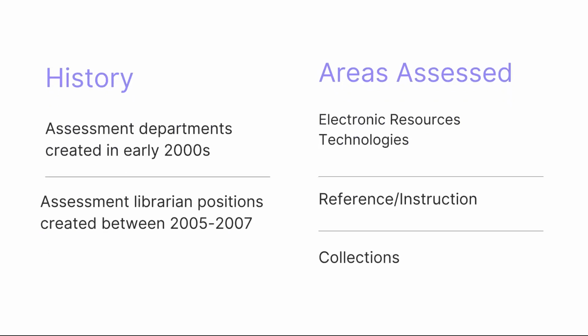There are many areas of the library that are assessed by librarians, and these include electronic resources, so journals, databases, technologies. I'm going to be talking about an assessment that I did on the library's public computers and networks last year as an example. We also evaluate reference and instruction, so a lot of our teaching, both within the classroom and individually at the reference desk, over chat and so on, and library collections.